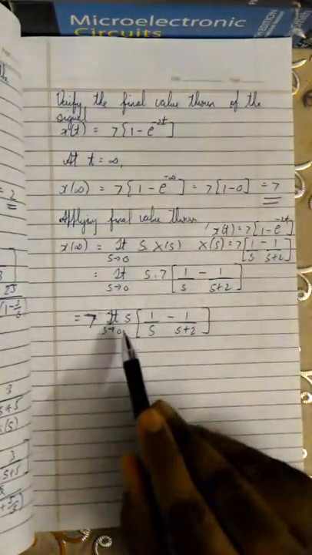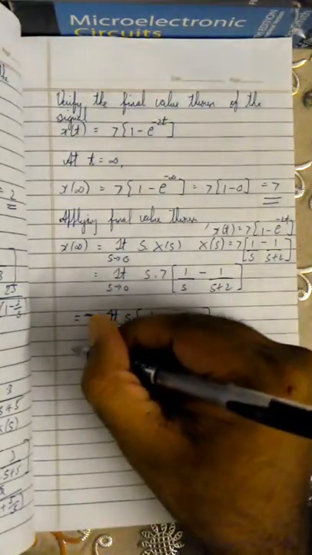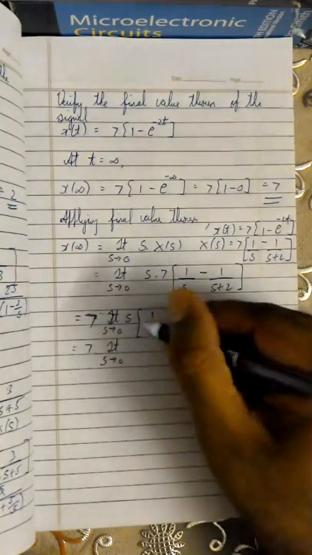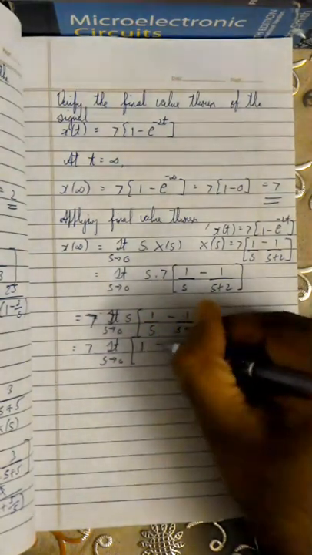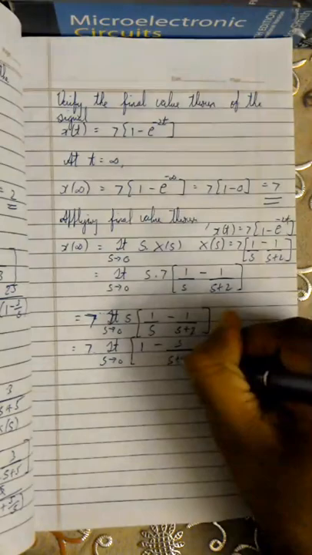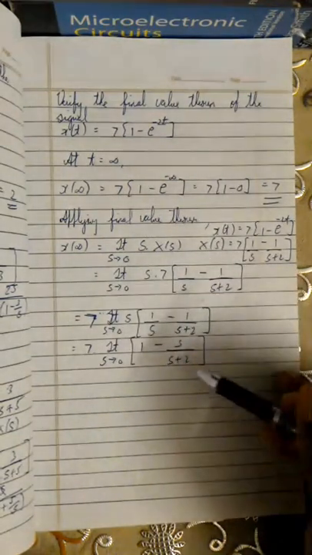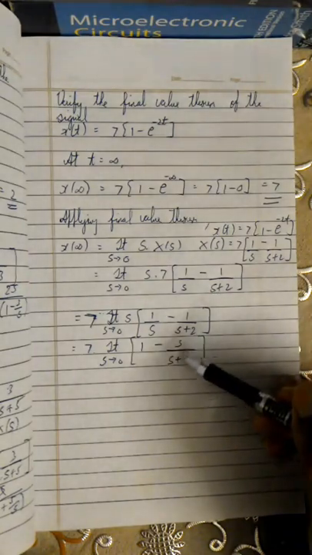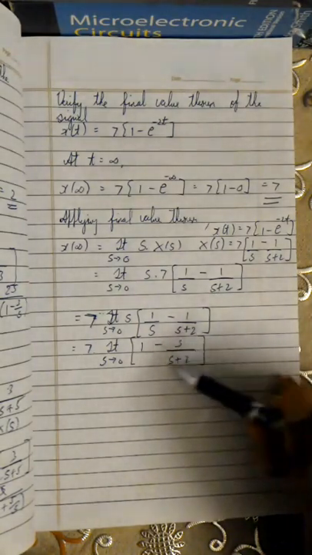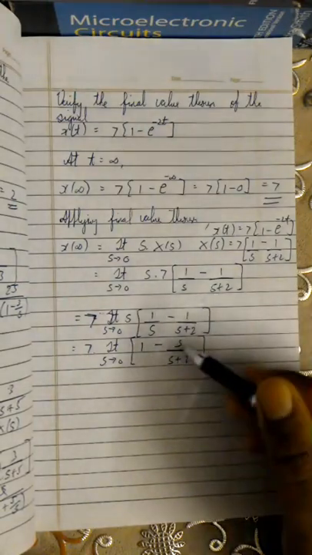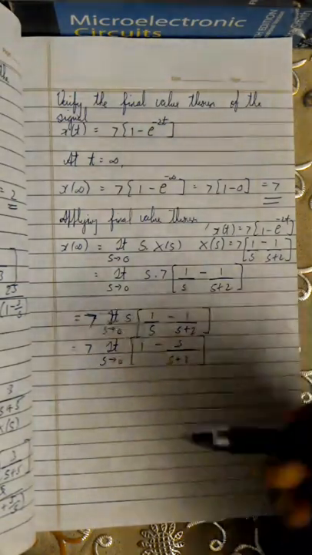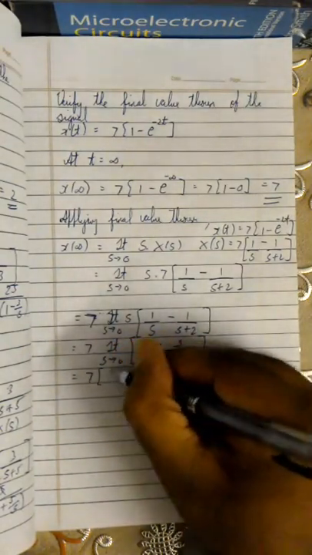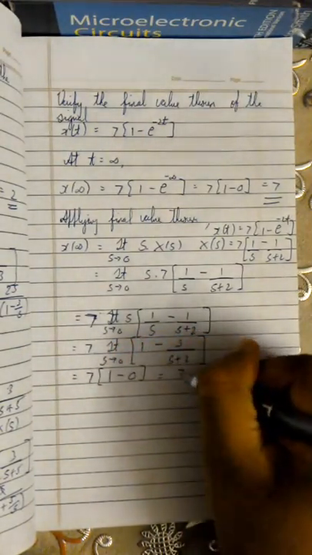Okay, so now I'm going to multiply s inside my bracket. So this will become 7 into limit as s tends to 0, 1 minus s by s plus 2. So now you can see, if I simply apply 0 over here, it becomes 0, 0 plus 2. No matter however I try, I cannot remove this s over here, right? No matter what magic I do, I cannot remove this s over here. So if I'm applying s is 0, this will become 7 into 1 minus 0, which is equal to 7 itself.